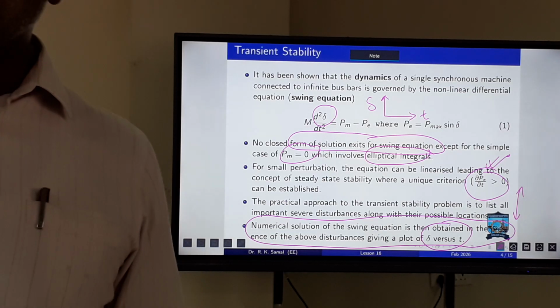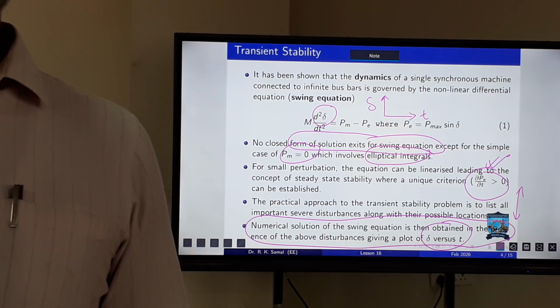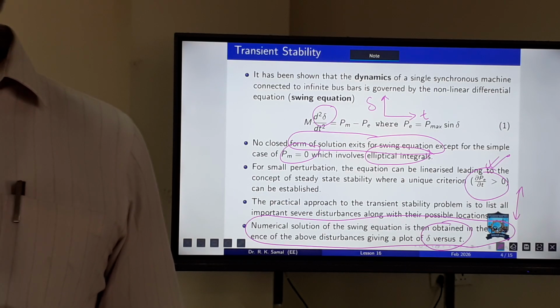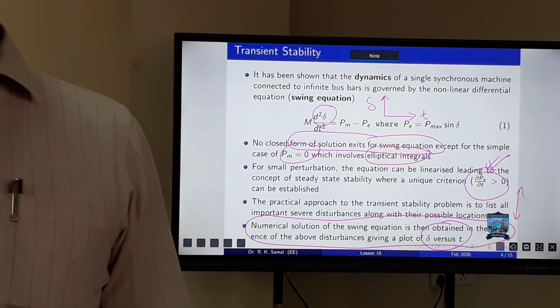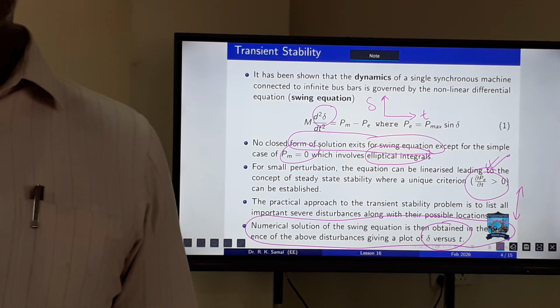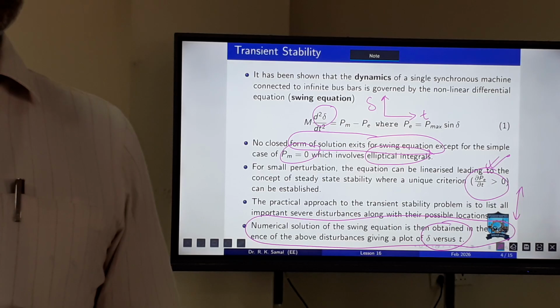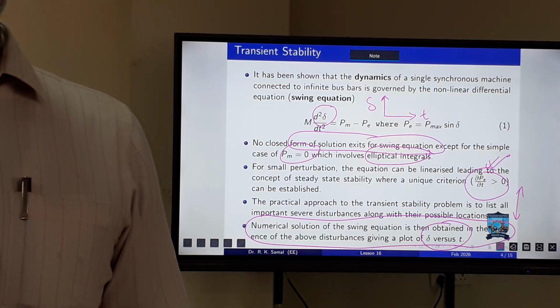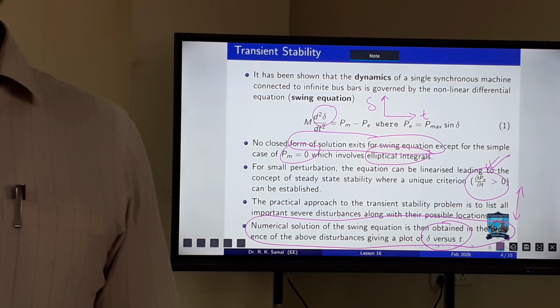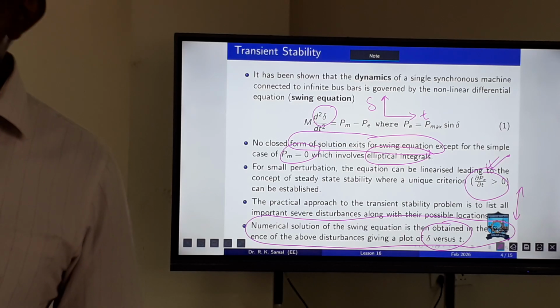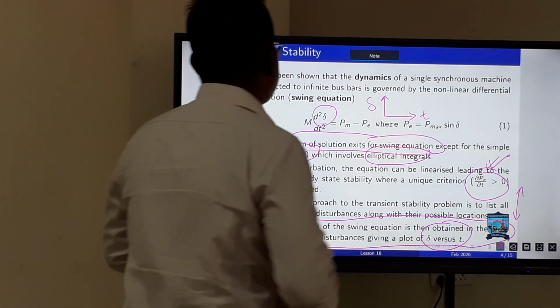I have sent you the updated manual for load flow, fault analysis, and transient stability lab experiment. Earlier there was some problem in the manual, so I have sent the updated one. Go through that. There it is shown how the swing equation is solved numerically, and the code you already have.